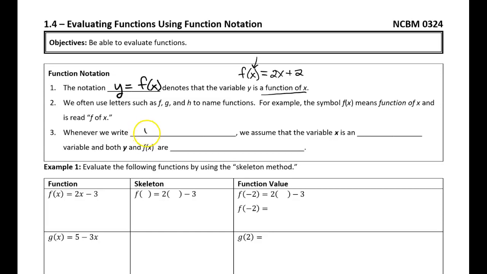So when we write y equals f of x, we assume that the variable x, the one that's inside this inner part here, is going to be an independent variable. And the y, which is the same thing as the f of x, the whole thing all together, is going to be referred to as the dependent variable. Now the idea of independent and dependent will help us remember what exactly this function notation is representing and telling us what to do as well.